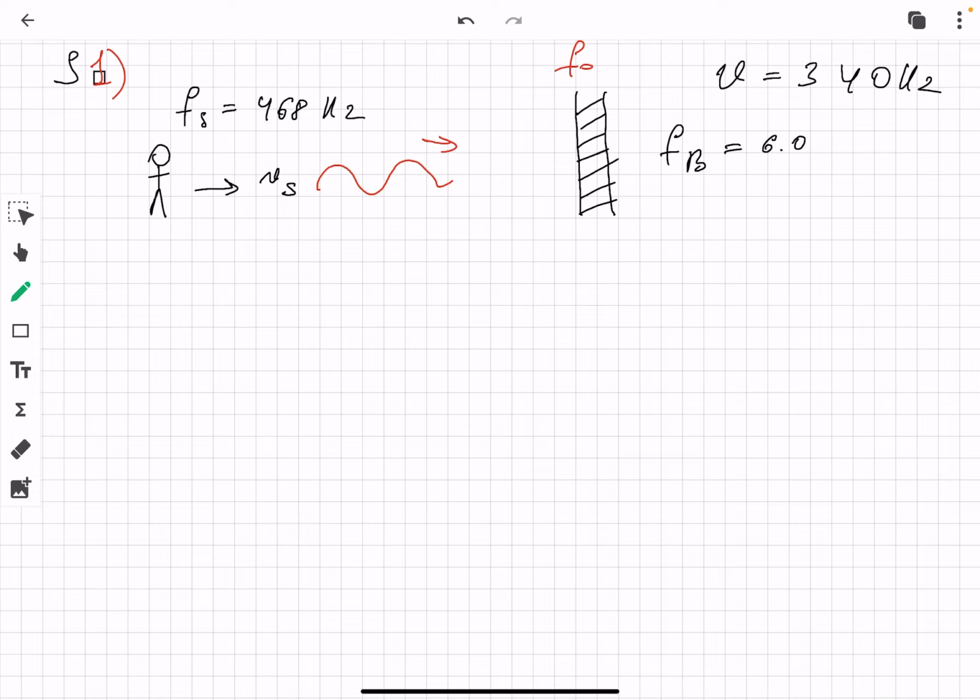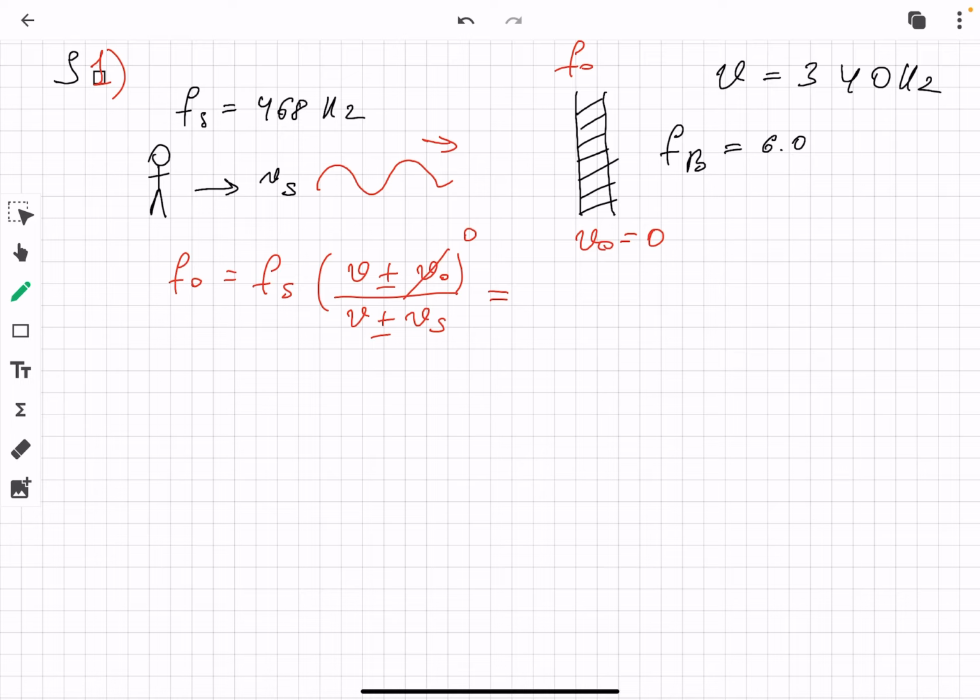Then we have a general formula where the frequency of the observer is equal to the frequency of the source, times V plus or minus V observer, divided by V plus or minus V source. Now, depending on the situation, this plus or minus can change. In the first case, the speed of the observer at the wall is equal to 0, so this becomes 0.